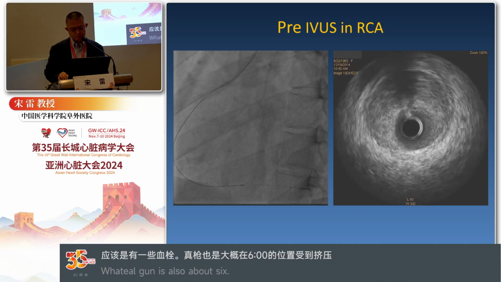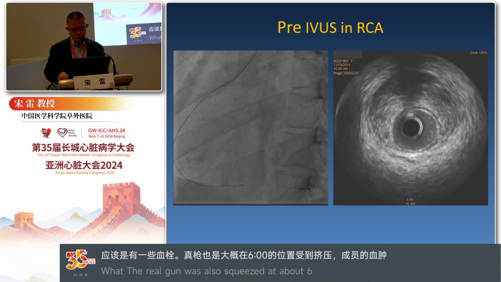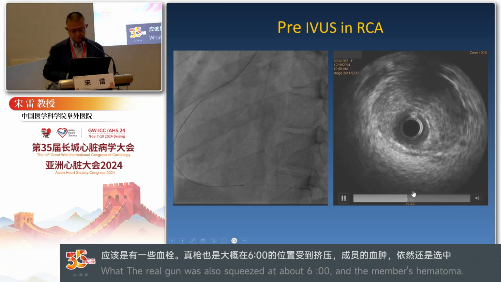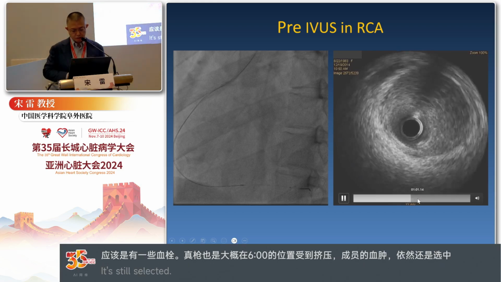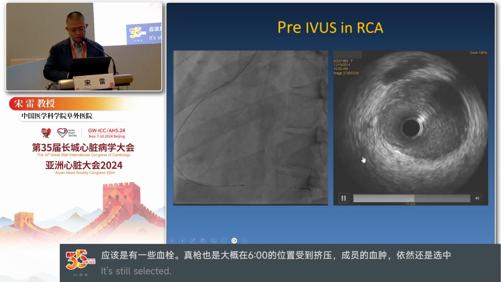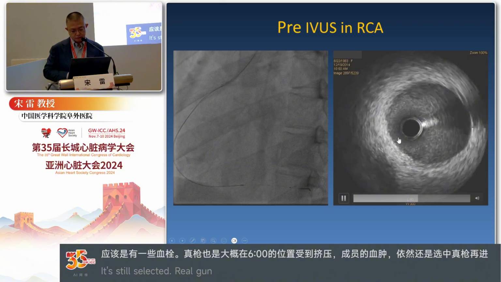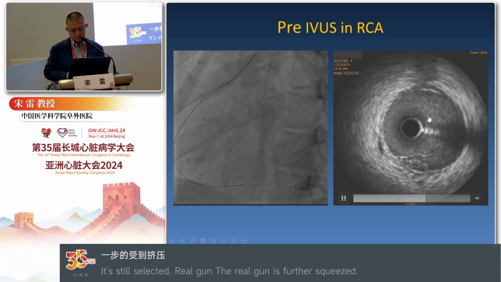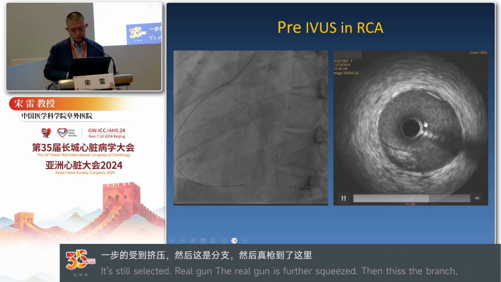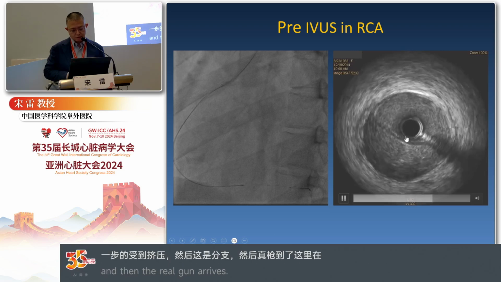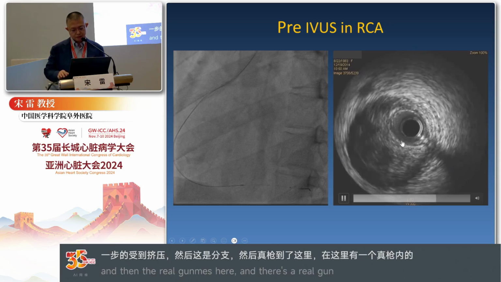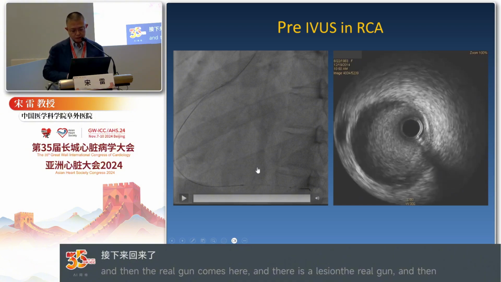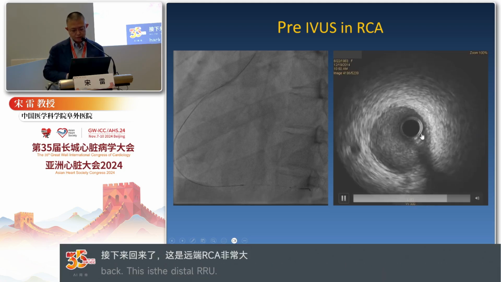Big hematoma. Still hematoma. The true lumen is compressed very small, and then a side branch comes. Here the true lumen is narrowed, where the imaging catheter is just not in the true lumen, and then later it comes back. In the distal RCA, there is a very big hematoma, and the imaging catheter is in the false lumen.